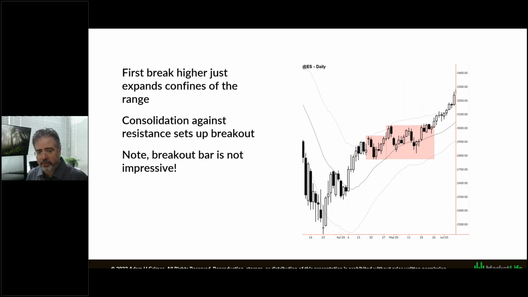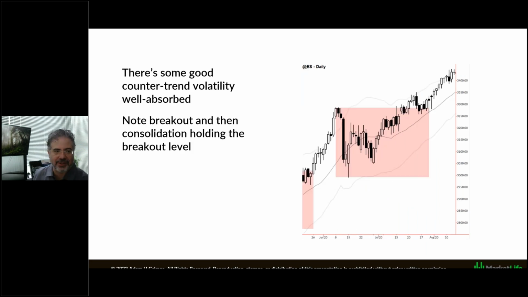Now, the other thing I would want to point out here is that this is not an impressive breakout bar, right? This is the breakout bar we want. You just want to see this boom, a massive explosion to highs, but it does not always work like that. It does not have to look like that, despite the fact that a lot of books tell you it does and it has to look like that. It's just not true. Here is a little bit further on, some significant counter-trend volatility that's absorbed.